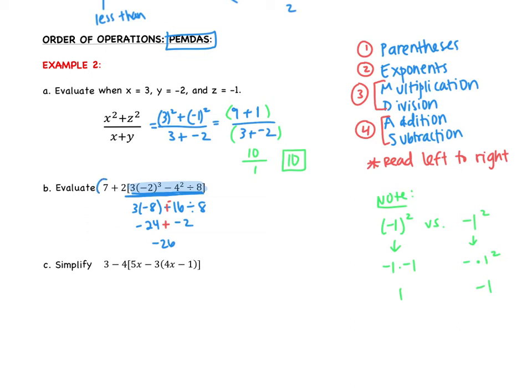We still have the 7 and the plus 2 out in front. So that was in parentheses. This is what we have now. What are we going to handle first, the 7 or the 2? 2. This is addition, this is multiplication. Multiplication will come first. So 2 times negative 26 is negative 52. And 7 add negative 52 is negative 45.